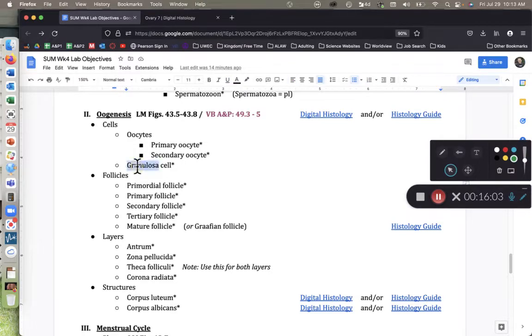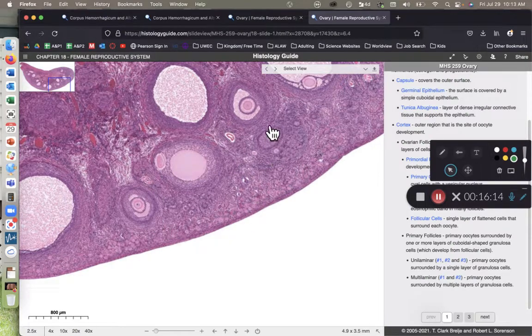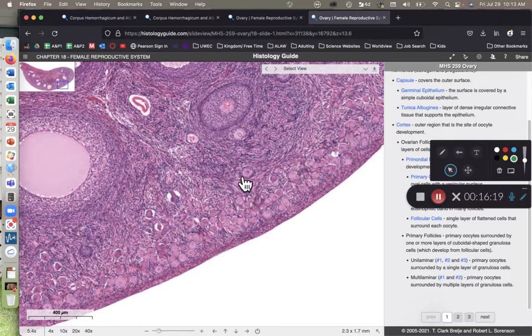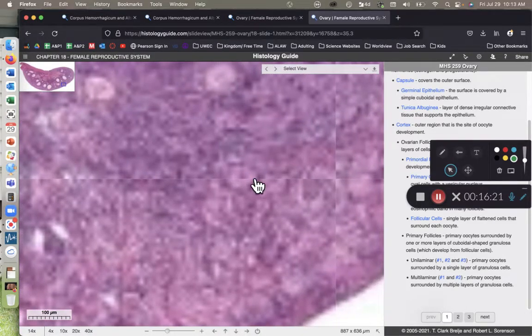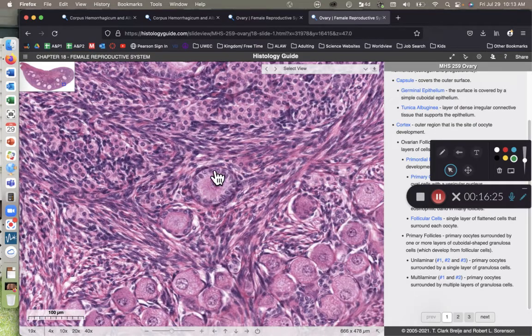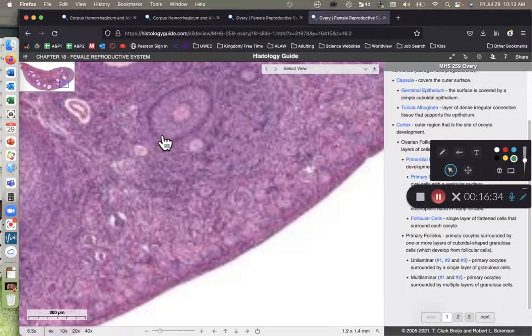Now let's focus on some of the cells of oogenesis. We have granulosa cells. Those granulosa cells are going to be the cuboidal cells I had been emphasizing. So for instance, here we can see some cuboidal cells around the follicle. Those cuboidal cells are the granulosa cells. They can be either simple cuboidal or stratified cuboidal in appearance.